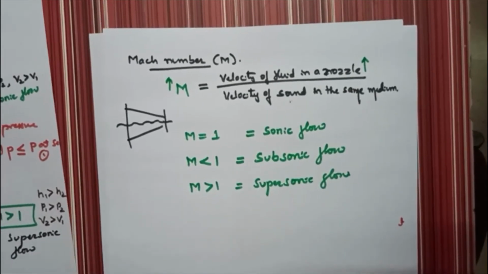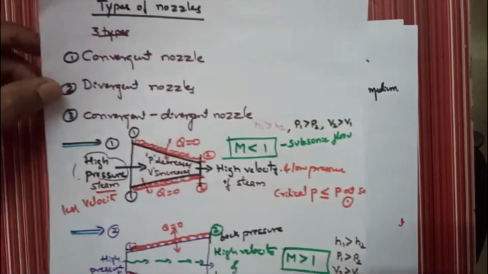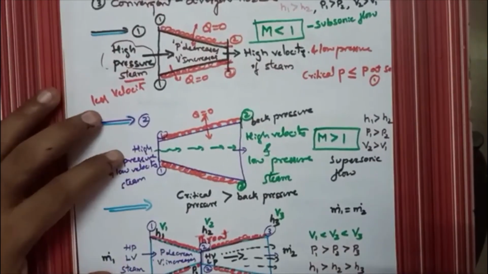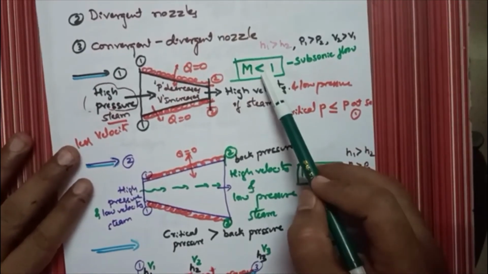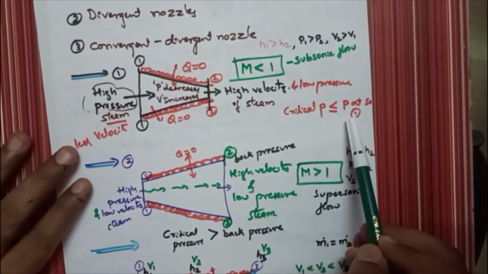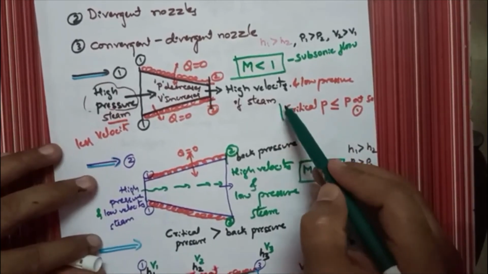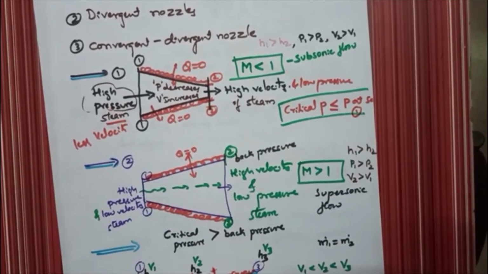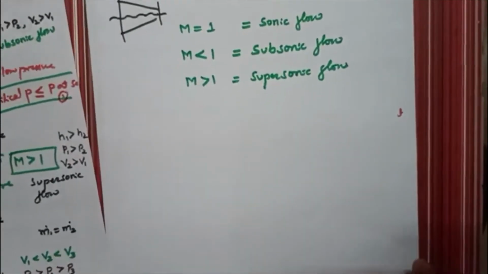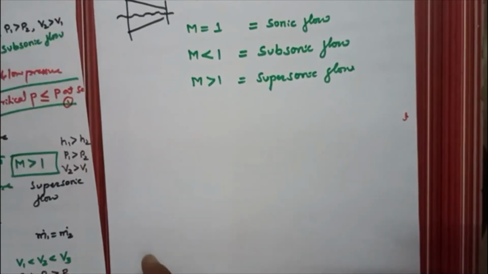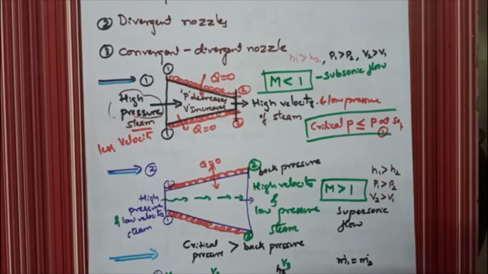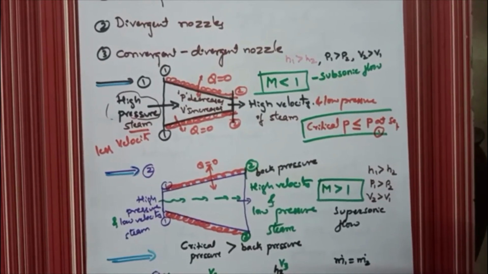So in the exam, if they ask to explain different types of nozzles, these are the three nozzles you have to explain, and don't forget to mention the Mach number and one more point related to critical pressure. These are the two important points you must explain in the exam. Okay, so the next topic is, we will draw the HS diagram, that is the enthalpy versus entropy diagram.